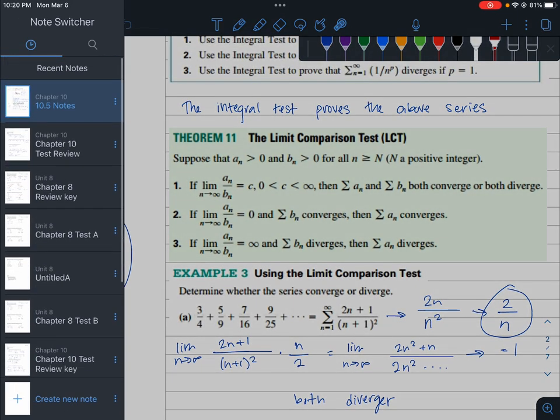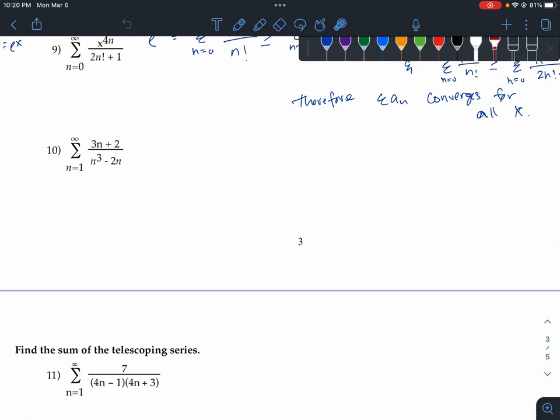So with that being said, what do I want to compare this with? Well, I want to compare this with something that's similar to the expression itself. So in this case, if I use the series n equals 1 from 3n over n cubed, which is equal to the series n equals 1 from 3 over n squared. So what we know from what we learned in 9.3 is that this is similar to this right here.